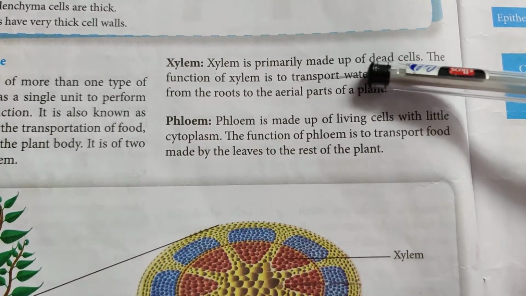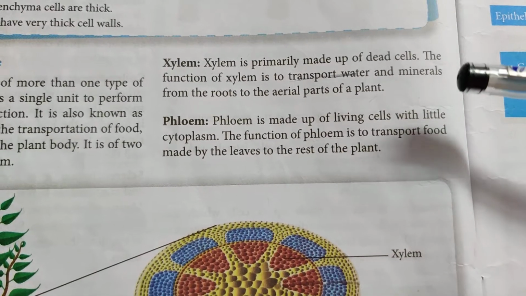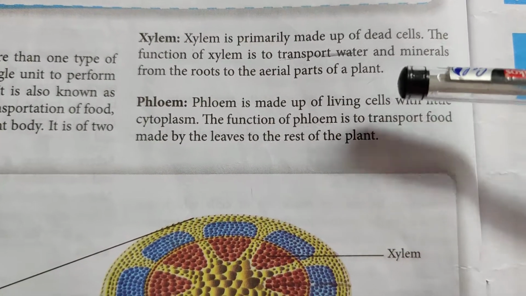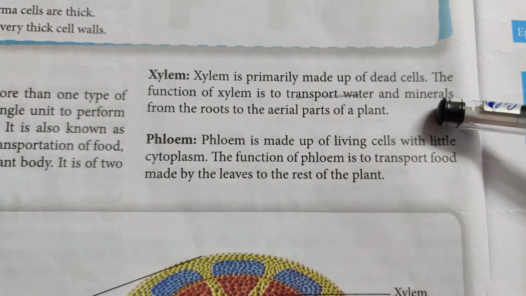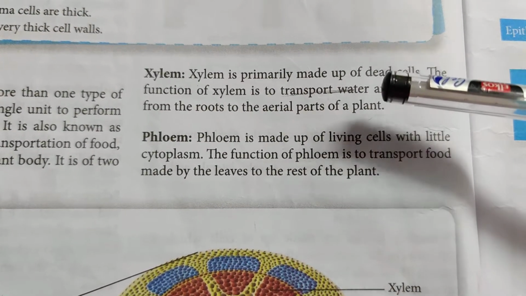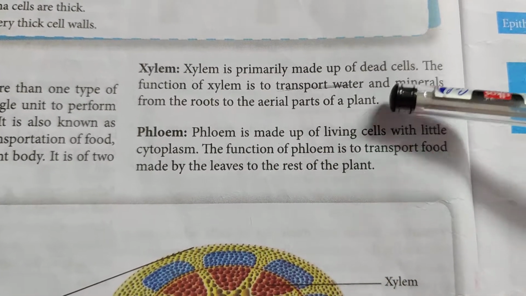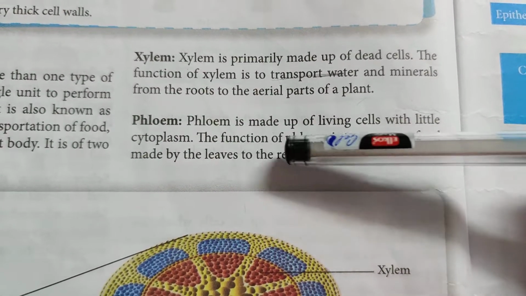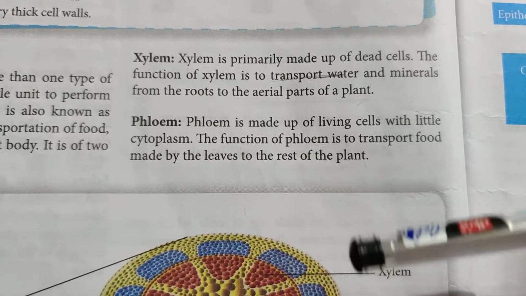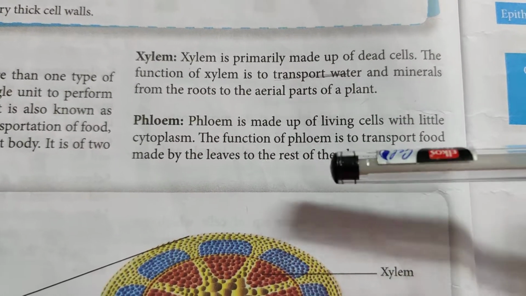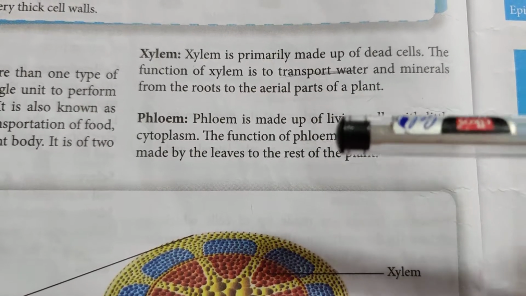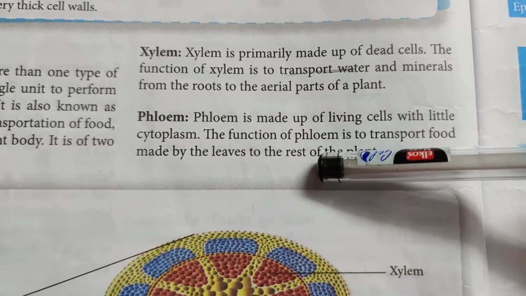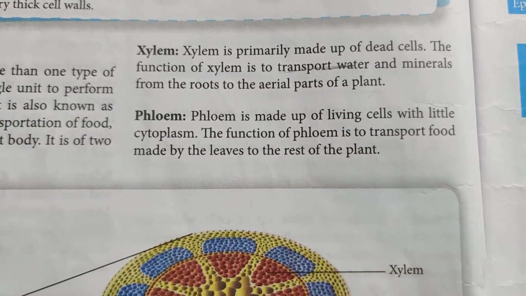Xylem is basically made up of dead cells, and the function of xylem is to transport water and minerals from the roots to the aerial parts of the plant, especially to the leaves. Phloem is made up of living cells. The function of phloem is to transport food, which is made by the leaves by the process of photosynthesis, to the rest of the plant.